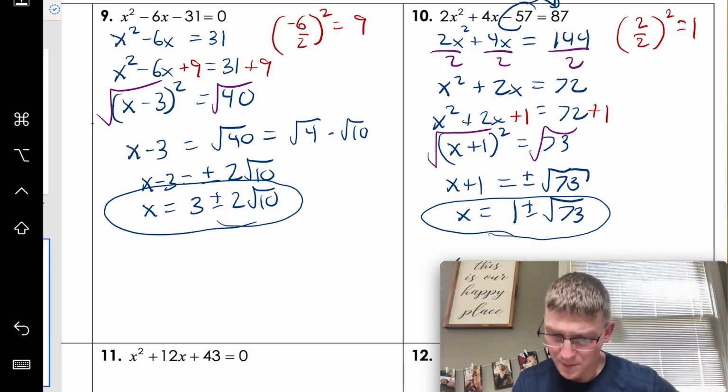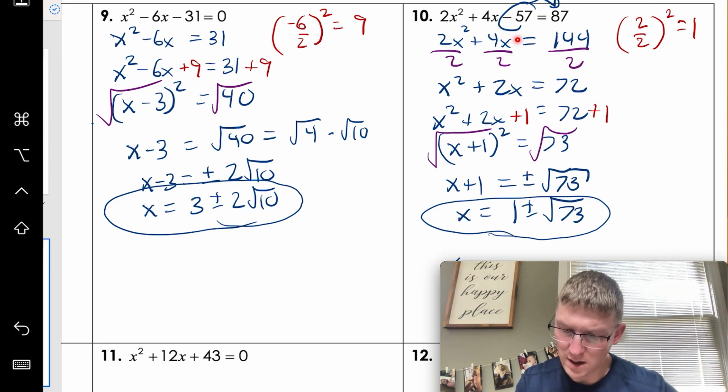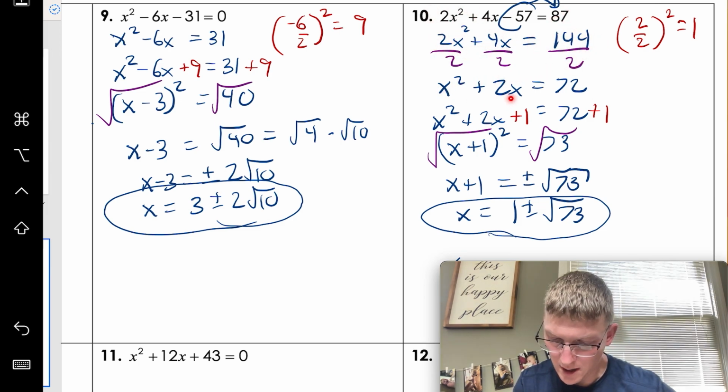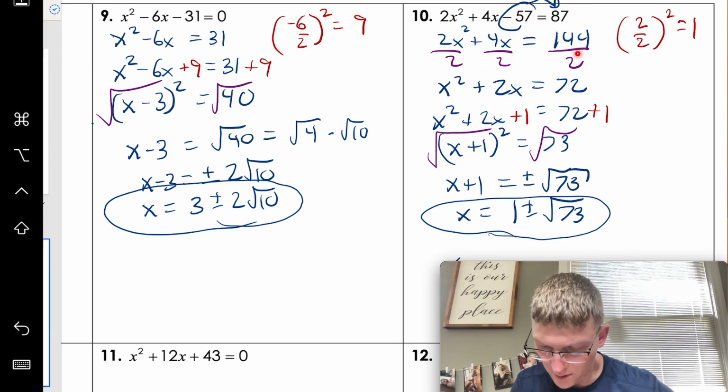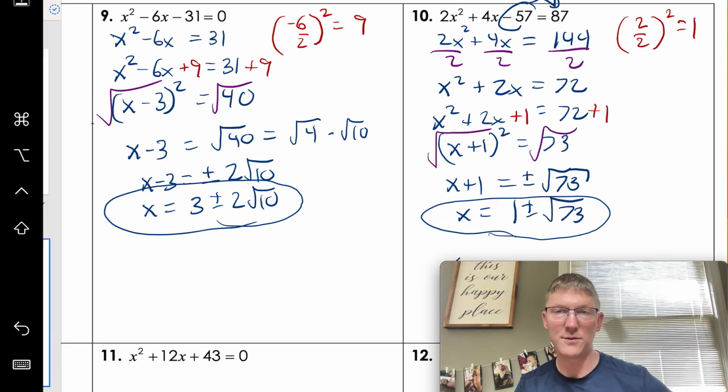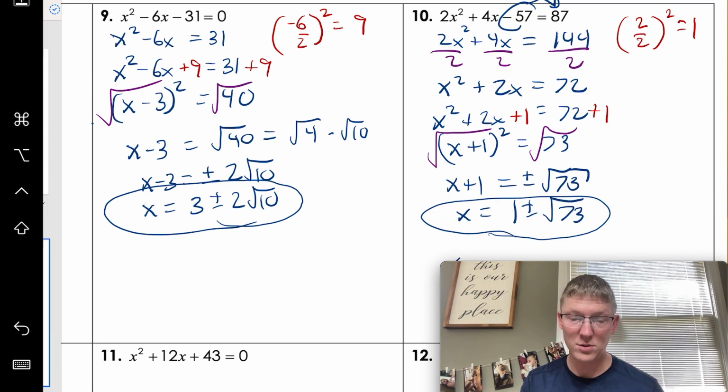Number 10, it was kind of fun. I combined these two numbers first in order to make this part even. That way, when I divided by 2, I avoided fractions. So then I moved the 57 over first, divided by 2, got here, added 1 to both sides. That's fun. And then we had square root of 73, and there's nothing that goes in the square root of 73, so we just ended with 1 plus or minus square root of 73. So hopefully you got those.